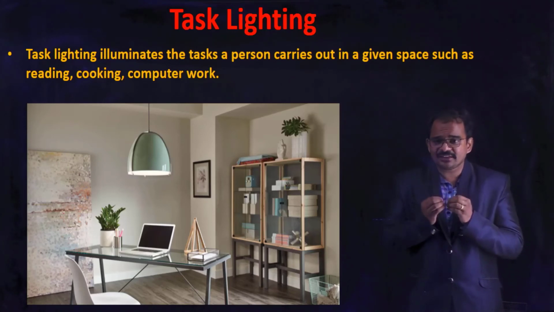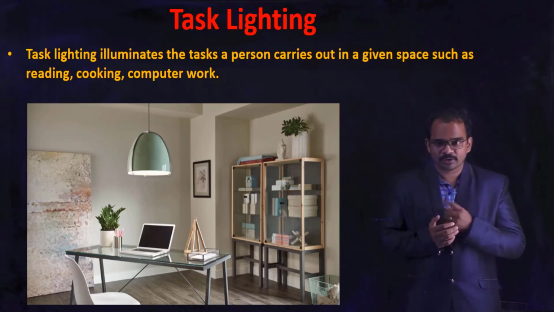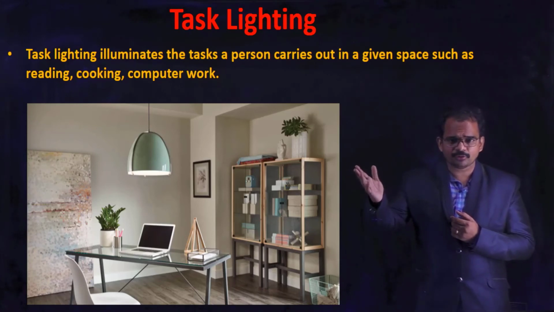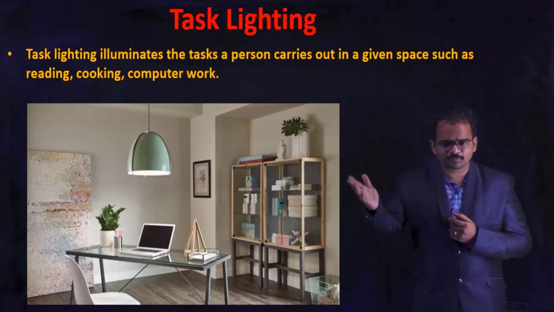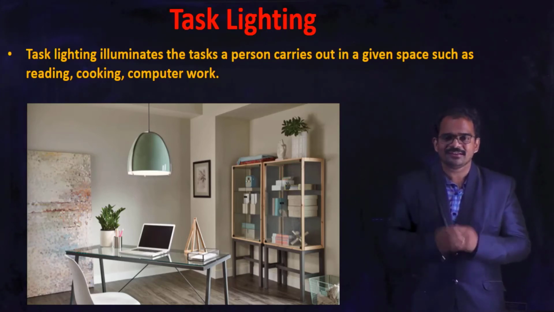Task lighting illuminates the tasks a person carries out in a given space, such as reading, cooking and computer work. You can see in the picture over here, if you wanted to have light for working on your computer, you can just provide a light at the top of your computer. And this kind of lighting is called task lighting.